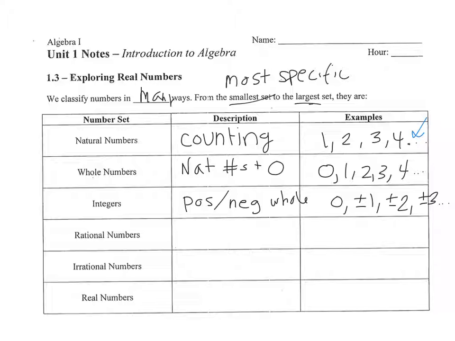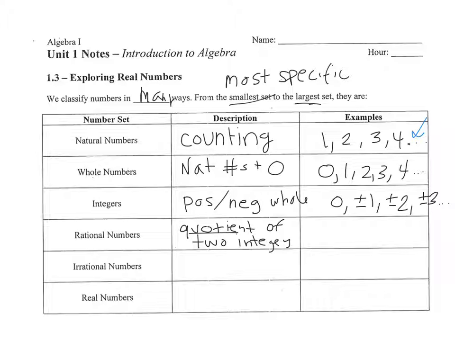Rational numbers are numbers that can be expressed as the quotient. So quotient means to divide two integers. So it's any number that you can write as a fraction where you're dividing two integers. So I'm going to give some examples.